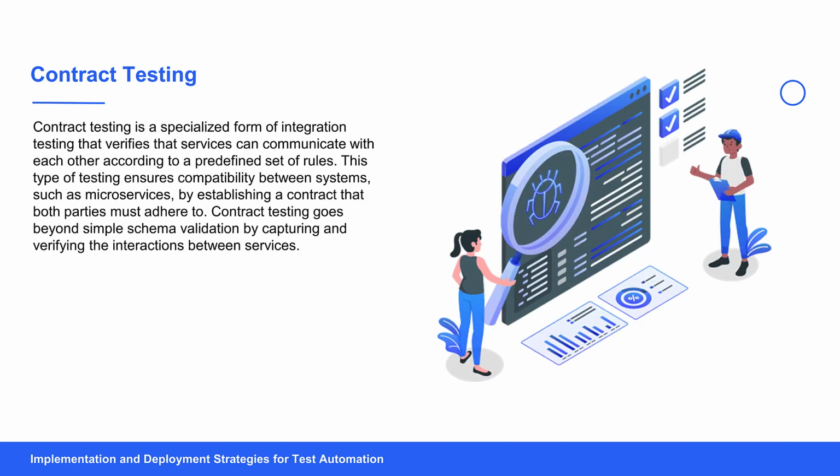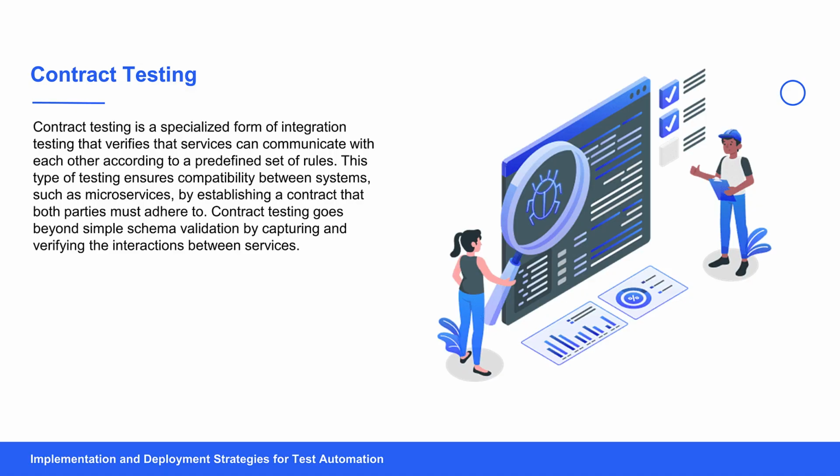One of the most powerful tools we have in API testing is contract testing. Contract testing is a specific type of integration testing that ensures different services can communicate effectively and that the data shared between them is consistent with a defined set of rules. This method goes beyond simple schema validation.